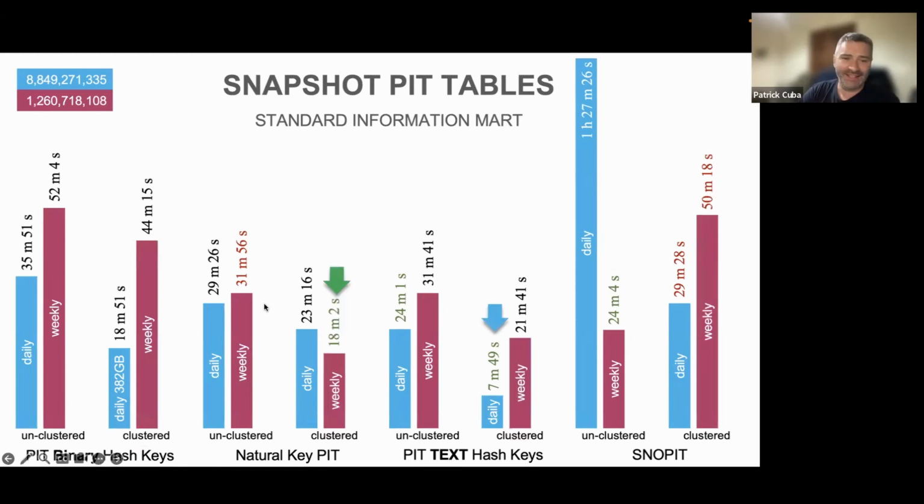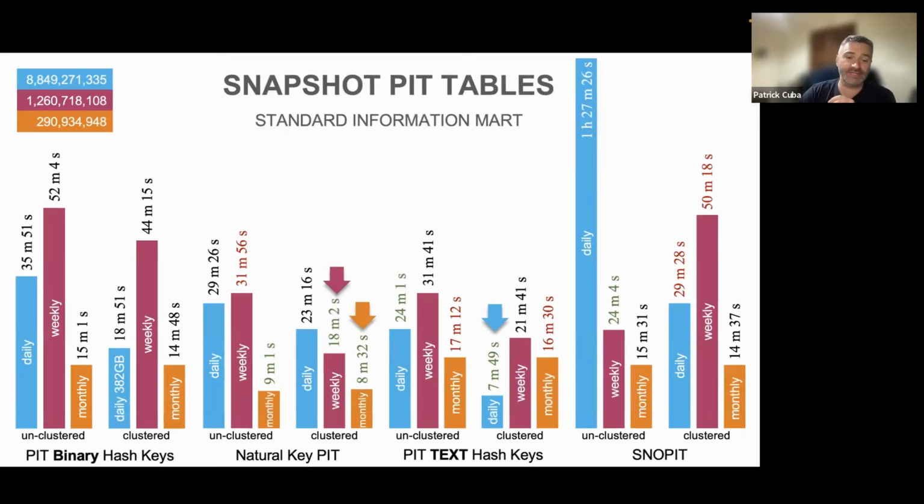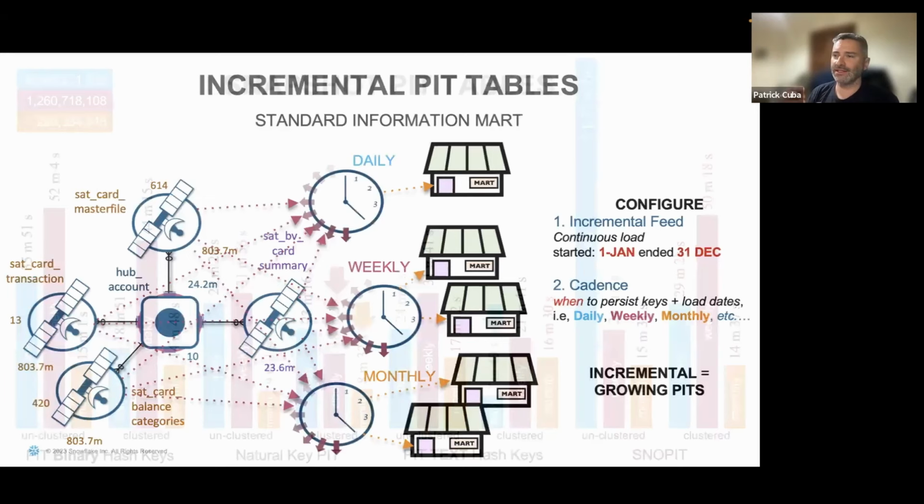And then when I went to monthly snapshots, so two snapshots for the year, the numbers look better, but it's not the same as combining all the records together without a pit, right? So clustered looked all right, unclustered a little bit better, and natural key pit seemed to be the winner, right?